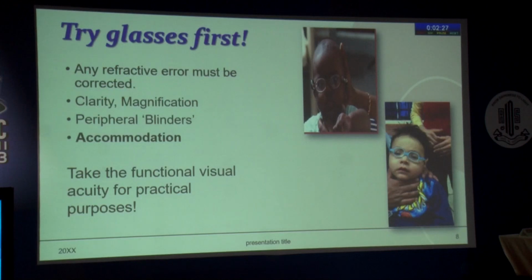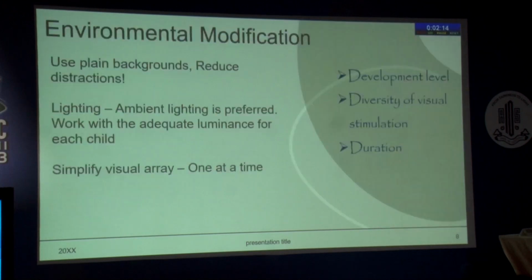Reason being, it improves clarity and improves magnification. In children with hyperactivity, glasses work as peripheral blinders and cancel out the peripheral fields. Accommodation also they help with. And again, please note down the functional visual acuity for all practical purposes in these children.